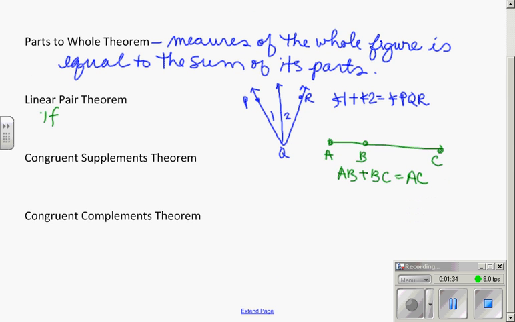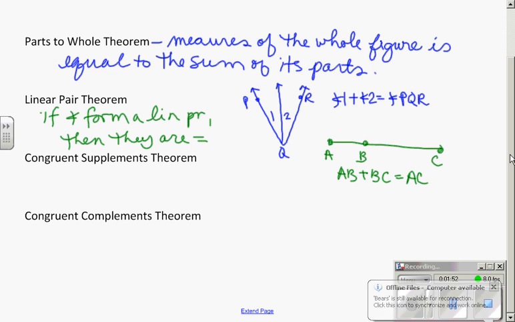Linear pair theorem lets us say that if angles form a linear pair, then they are supplementary. The congruent supplements theorem and congruent complements theorem sound complicated, but they're really not when I draw a picture.